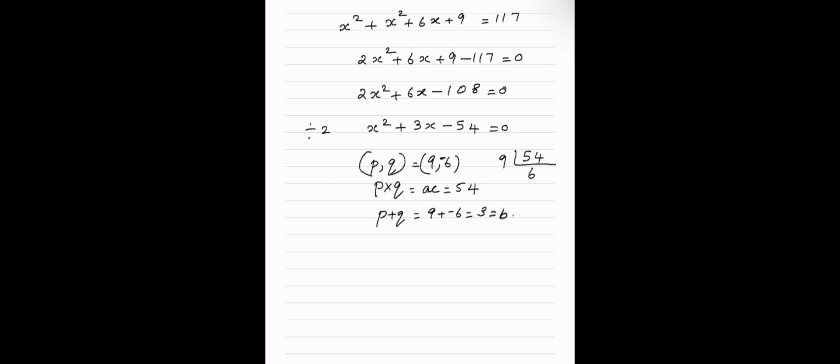The factors p and q are 9 and 6. Then what is the condition? p into q is ac, which is minus 54. So one of these has to be negative. So I am making 6 negative. Now p plus q, if I do 9 plus minus 6, I'm getting 3, which is b. That's correct. So 9 comma negative 6 are the factors. So I can safely write it like that.